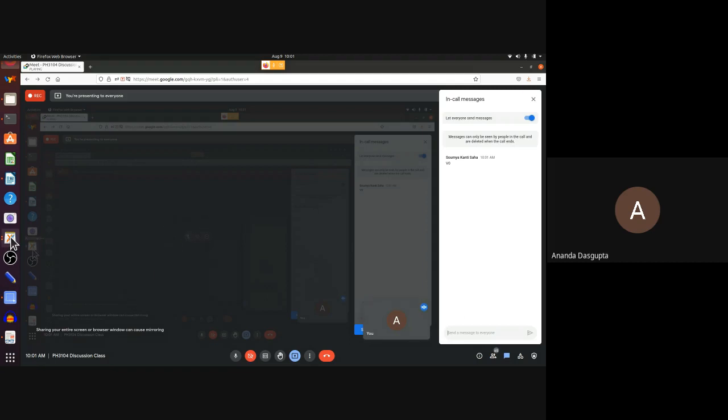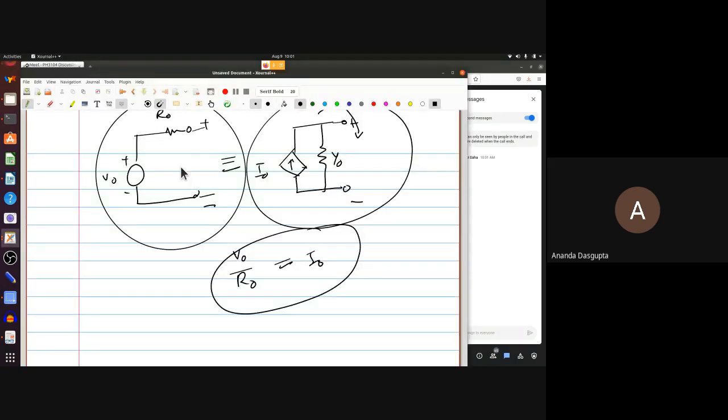Okay, I've got one answer. It should be exactly V naught, right? For the simple reason that no current is flowing if it's open. If no current flows, there can be no drop across the R naught. So whatever voltage the source is producing, that voltage comes here.